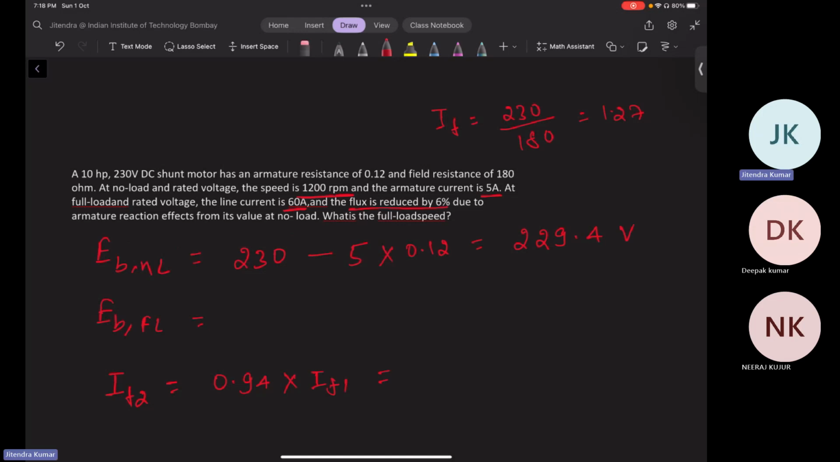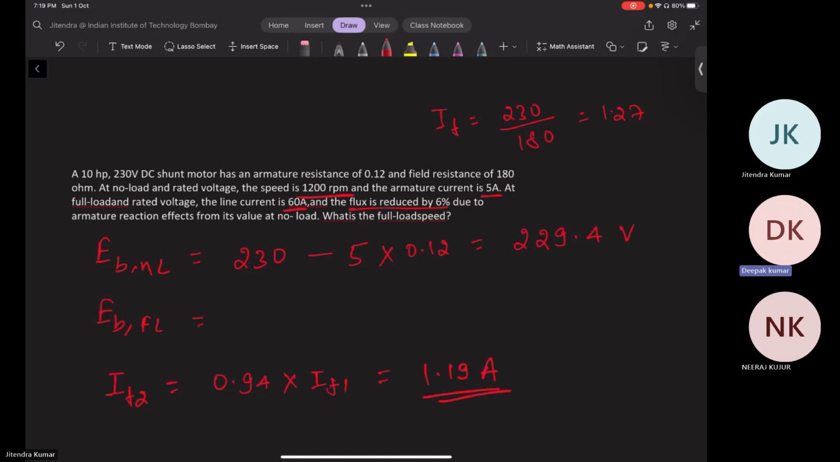Are you following, Deepak? Yes, sir. Sir, in the question they are saying that we are applying rated voltage, so how can we reduce the field current? Field current can be varied by varying the field resistance. See, they did not say how to reduce the flux, right? They said that they have reduced the flux.